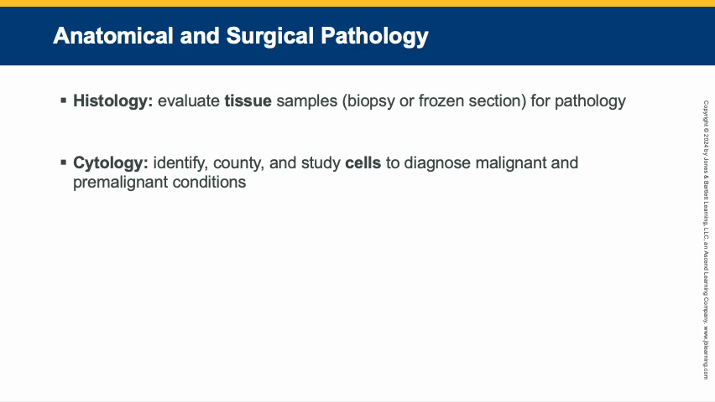Cytology and histology are often confused, but they're different. While histology is concerned with the structure of tissue, cytology is concerned with the structure of cells. So in this department, cells in body tissues and fluids are identified, counted, and studied to diagnose malignant and pre-malignant conditions. Histotechs prepare the specimens to be evaluated by a pathologist or cytotechnologist.